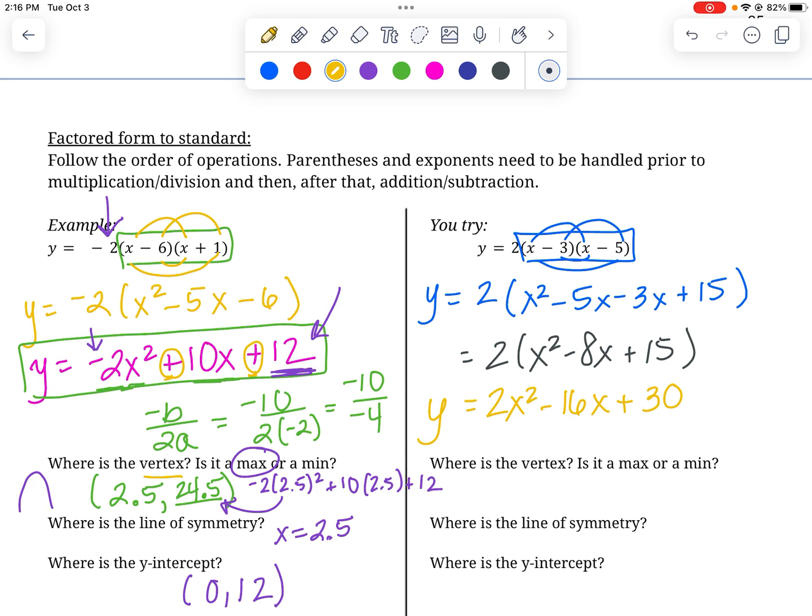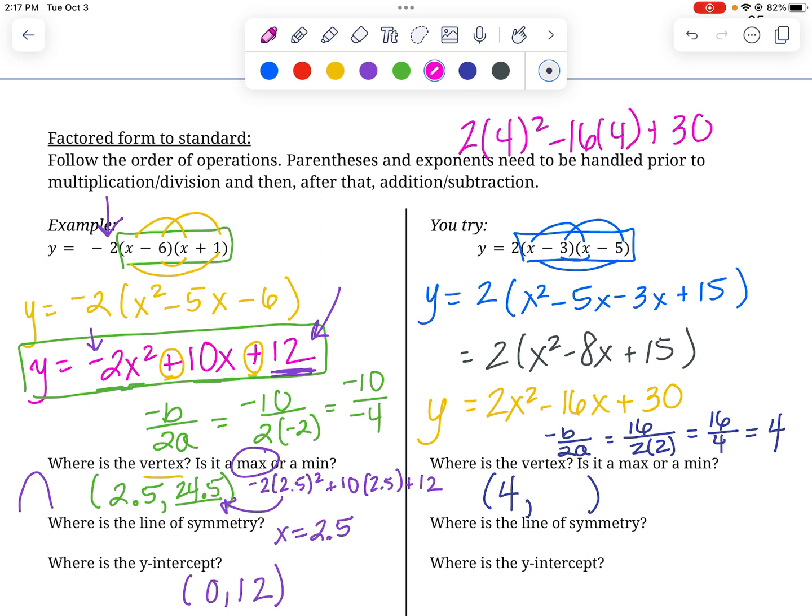Okay, so to know the vertex, I'm going to do the opposite of b over 2a. So opposite of b over 2a is going to give me opposite of negative 16. That's positive 16 over 2 times 2. 2 times 2 is 4. 16 over 4 is 4. So I know my vertex is 4 comma something. To figure out the y that goes with that, I need to put 4 in for all the x's. I'm going to borrow some space up here because I'm kind of squished in my spacing.